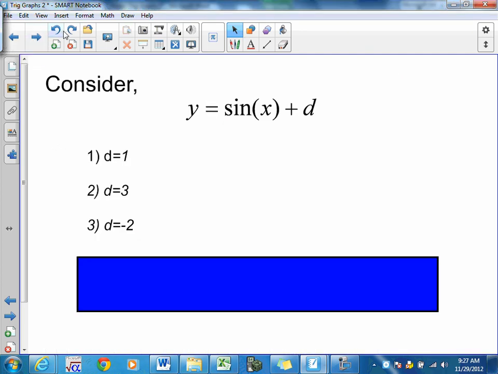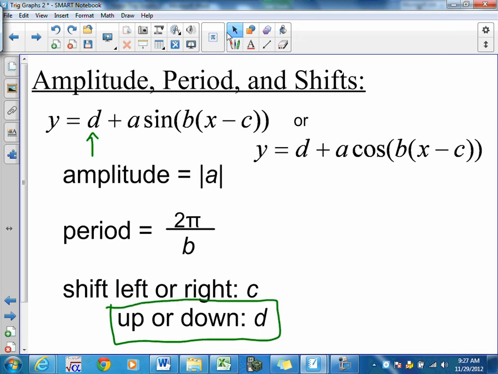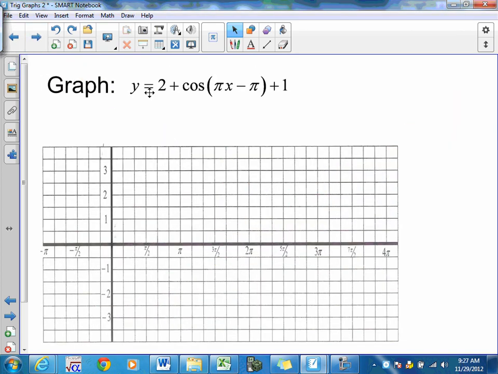Now, the last thing we want to add is this plus d to the end, or we could do it in the front, as I do here. So what this plus d does is now that we've added this one thing, it now moves it up or down d. So now we can change our amplitude, our period, we can shift it left or right, or we can shift it up or down. So let's look at all 3 here.